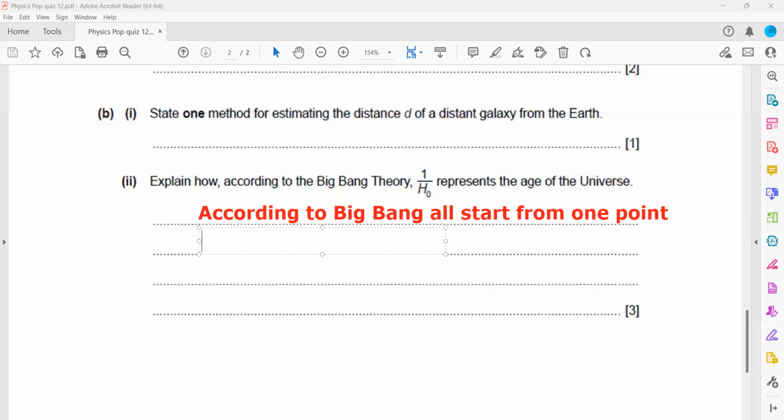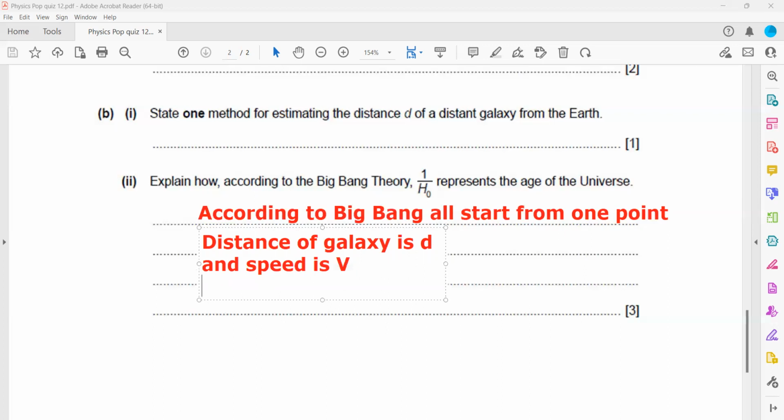For the second mark, mention that if a galaxy has traveled from when it was in contact with the Milky Way galaxy, say the distance is d and the speed is v. So the distance of the galaxy is d, and the speed at which the galaxy is moving is v. So when we take the ratio d over v, that is equal to time, and that time is 1 over H naught.